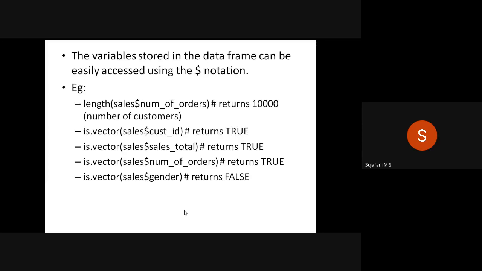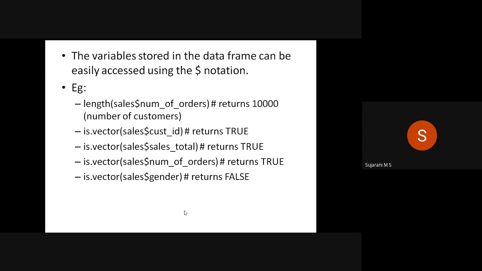First, we are checking with the is.vector function. We are checking whether custody is a vector or not. For that we are using the function is.vector and passing the data frame sales, the dollar symbol, then custody. In the data frame, checking that custody is a vector or not. So it returns a value true.